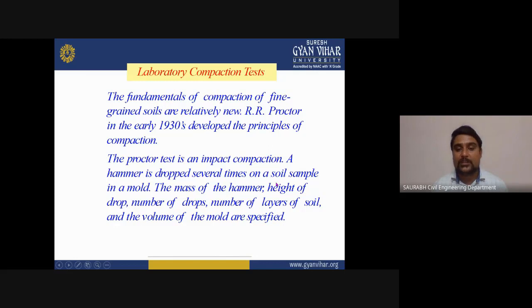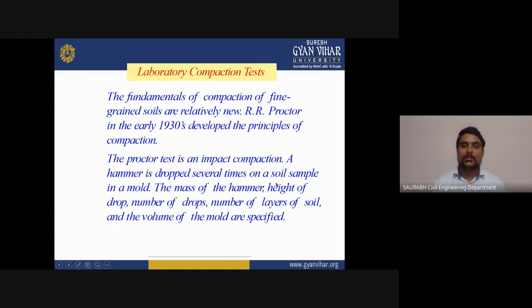The Proctor test is impact compaction. A hammer is dropped several times on the soil sample in a mold. The mass of hammer and height of drop, number of drops, number of layers of soil, and volume of the mold are specified. As mentioned here, the Proctor test is used for getting the maximum dry density of soil.